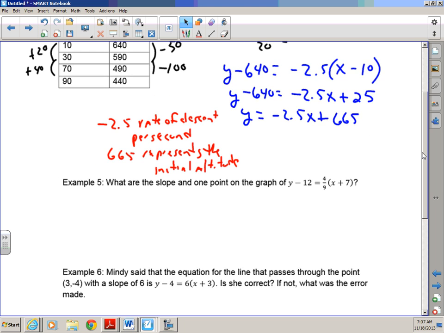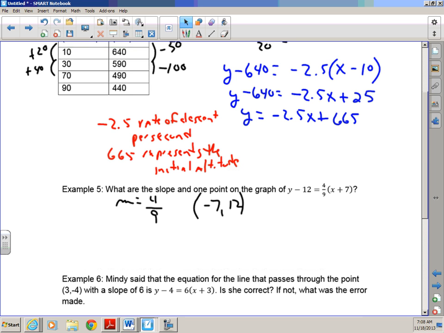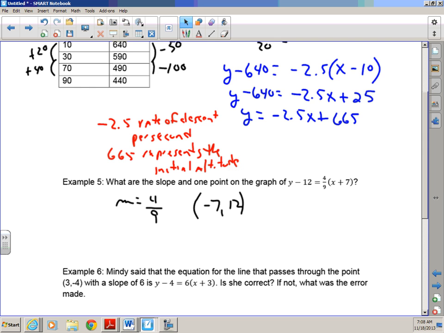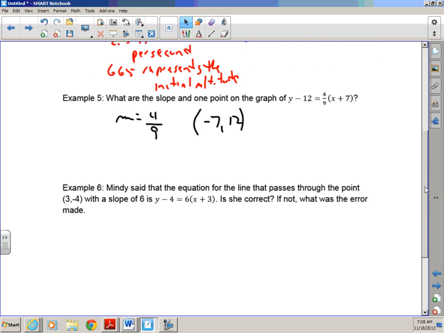What is the equation of the line with the slope 4/9 and one of the points is negative 7, 12? All right. And then our last example. Mindy said the equation of the line that passes through the point 3, 4 with a slope of 6 is y minus 4 equals 6 times x plus 3. Is she correct? And the answer is no.